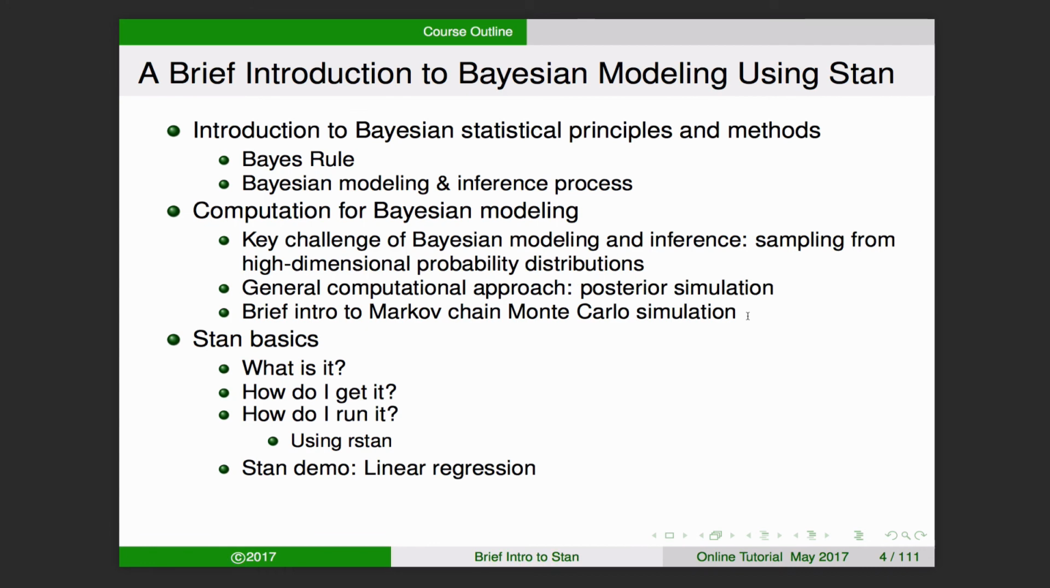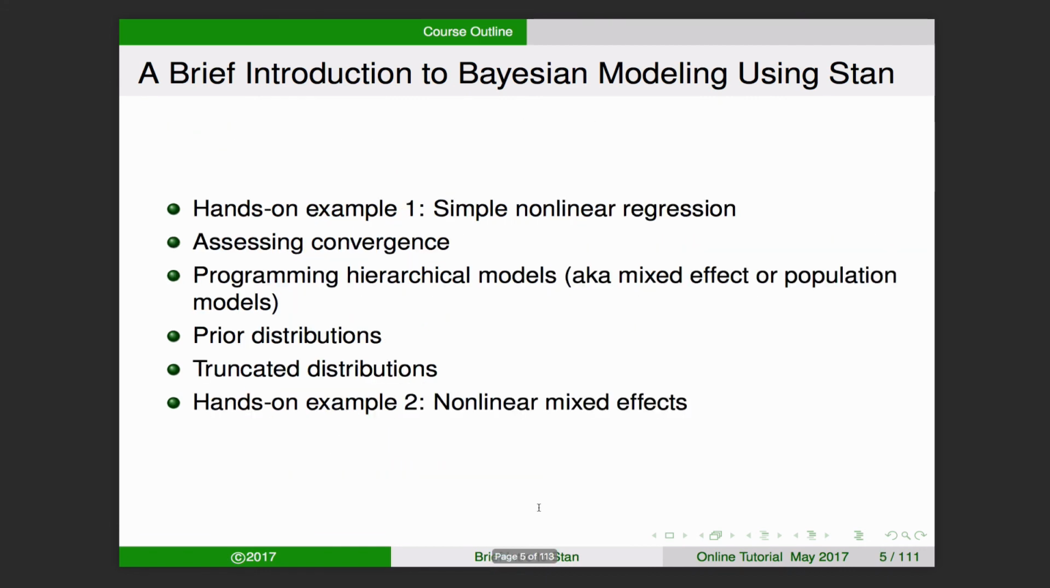You know, what is it? How do you get it? How do you run it? In particular, we're going to be running it using RSTAN, which is an R package that links to STAN and allows you to run STAN models directly from the R interface. We'll do an initial demo just using a simple linear regression model. We'll jump on to what I've labeled as the first hands-on example here, which is a simple nonlinear regression.